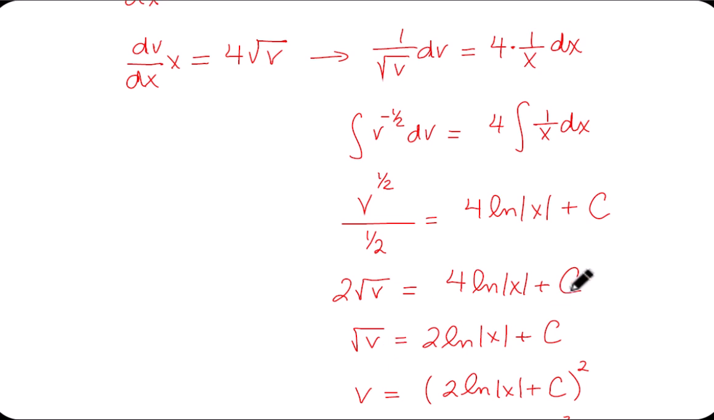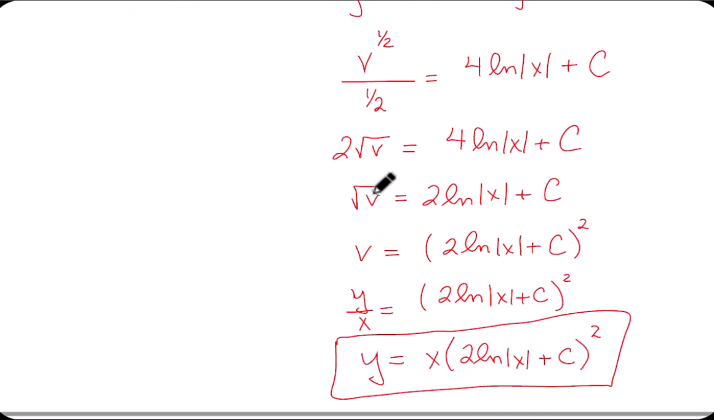It would be c over 2, but I'm still calling this thing c. All right, let me square both sides to get v by itself. Now v is y over x, and multiply both sides by x to get my final relationship for y.